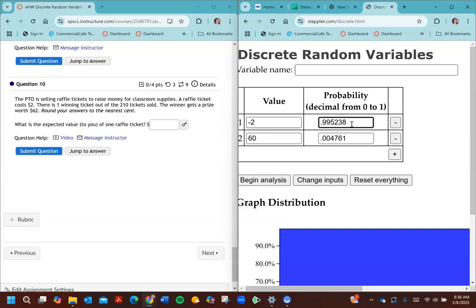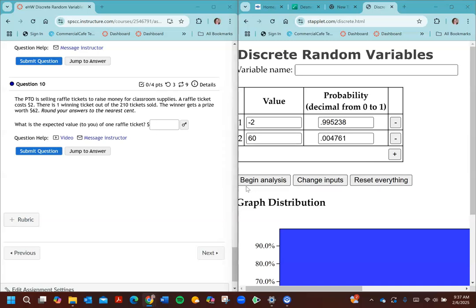It will not take it as a fraction. So a lot of times we like to keep things in fractions so that it's not rounded, but these programs, you have to do it out as a decimal. I believe GeoGebra might have the same caveat as well. And then I looked at $60 for the other value in the left-hand column, second row, because the winner gets 62, but they've paid $2 out. So we have to subtract that off, and then I just did 1 divided by the 210 and got 0.004761.